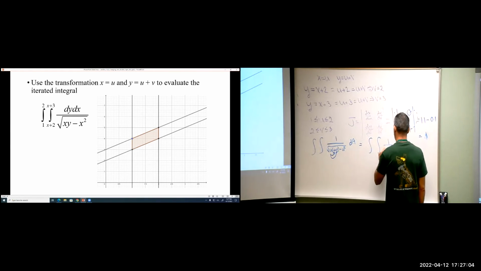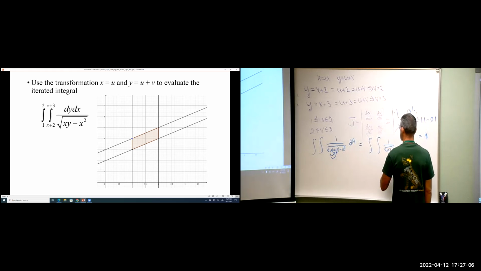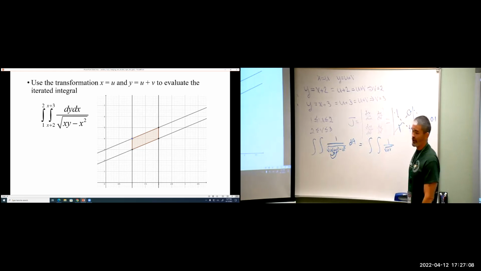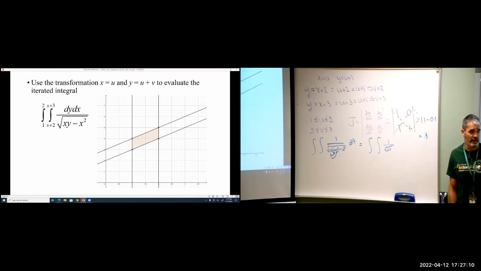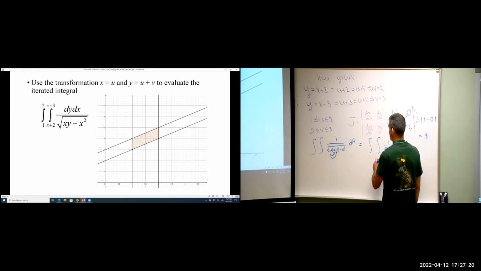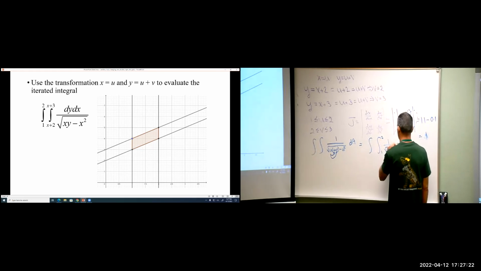So 1 over the square root of uv. The order is not going to matter on this one because we can do u first or v first. Basically, we've got 1 over square root of u times 1 over square root of v. So let's just say 1 to 2, so we'll do du and 2 to 3 dv.